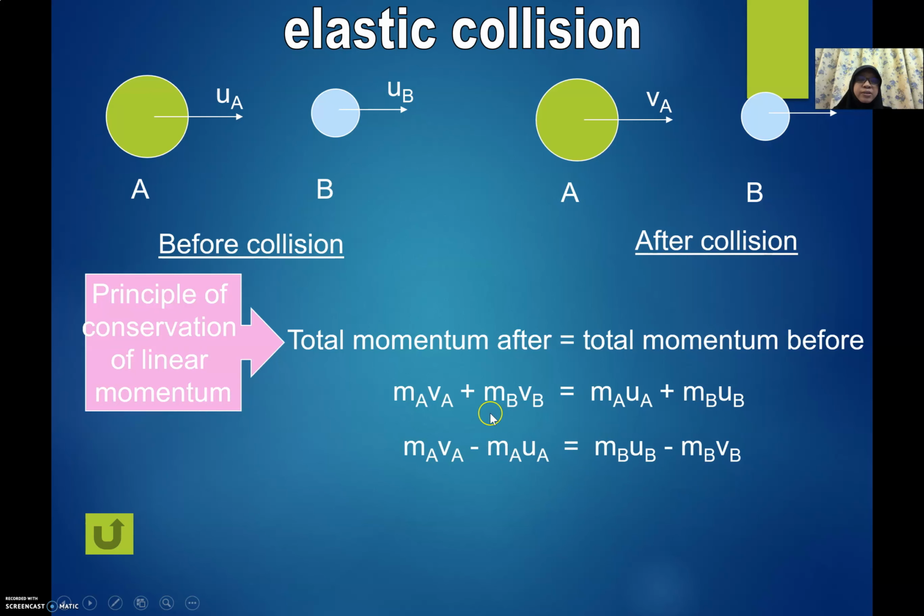And we rearrange this expression. We put the momentum for A on the left side and the momentum for B on the right side. Then we factor out MA (VA minus UA) on the left, and for the right side we factor out MB (UB minus VB). So this is called equation 1.